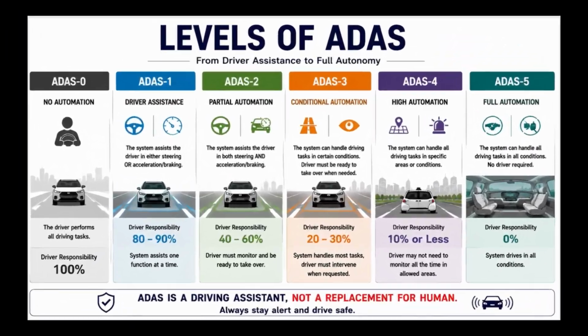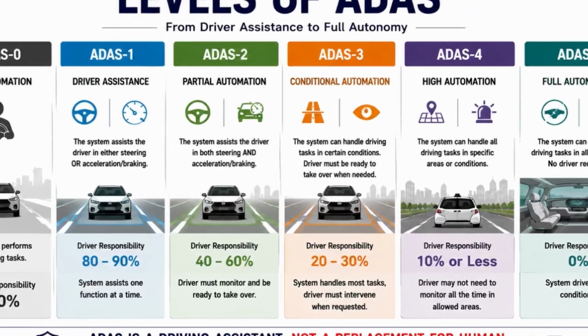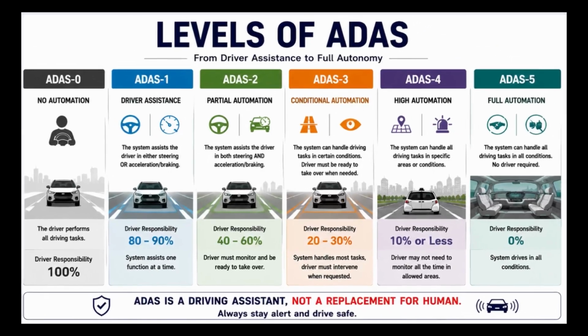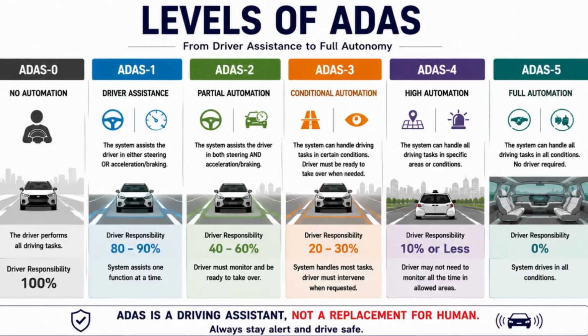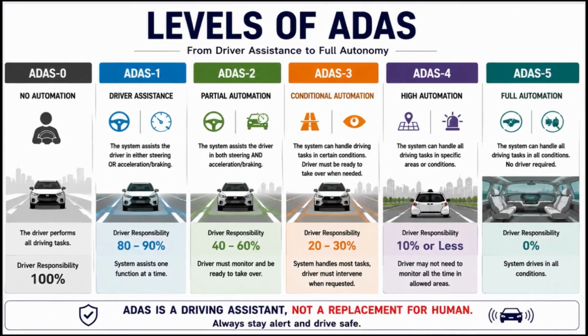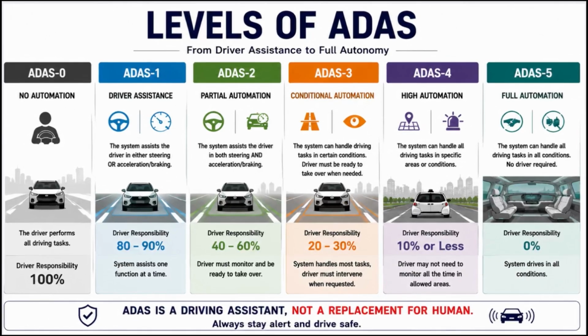Now, going to the next topic, levels of ADAS. Now, let's understand the different levels of ADAS. ADAS is divided into 6 levels from level 0 to level 5. As the level increases, the car takes on more driving tasks while the driver's responsibility decreases. Now we will go to the details of all levels.